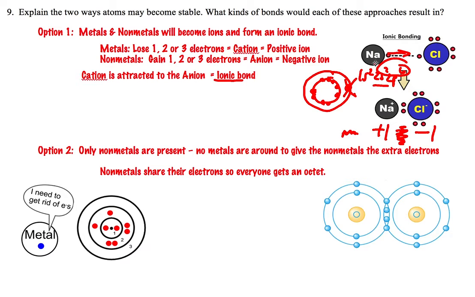So you need a metal, you need a nonmetal. The metal is going to get rid of the electron. Where is it going to go? Over to the nonmetal. And that makes an ionic bond. So that's one way we can become stable. Make ions, and then they're attracted. Ionic bond. The other way we can become stable is by sharing electrons and making covalent bonds.